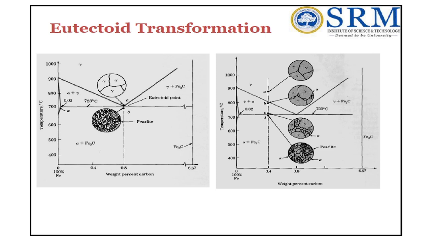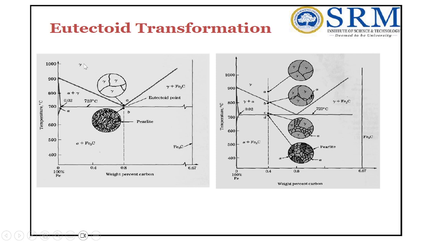Right, you can see this is a eutectoid transformation. This is a diagram which represents the eutectoid phase transformation. Already you know what a eutectoid phase transformation is, where a solid, that is gamma austenite, changes into two new solids, that is alpha plus Fe3C.